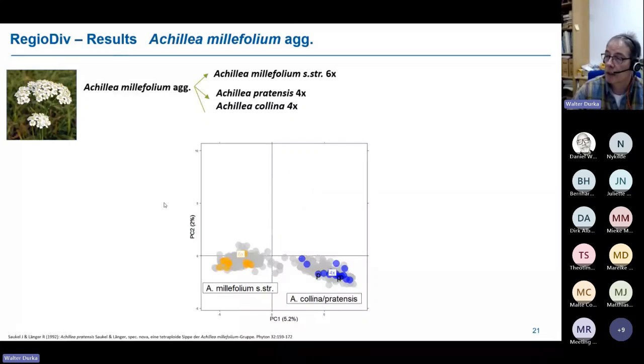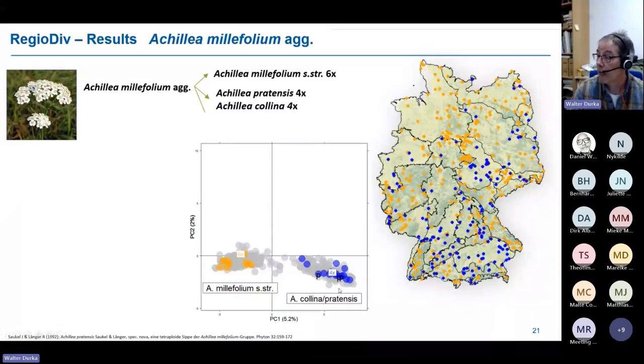If we go into the ploidy level analysis, we see that one group is tetraploid, these are the blue dots, and the other group is hexaploid, these are the yellow dots. So we have Achillea millefolium sensu stricto, the hexaploid, clearly separated genetically from the tetraploids. This is Achillea collina and Achillea pratensis.